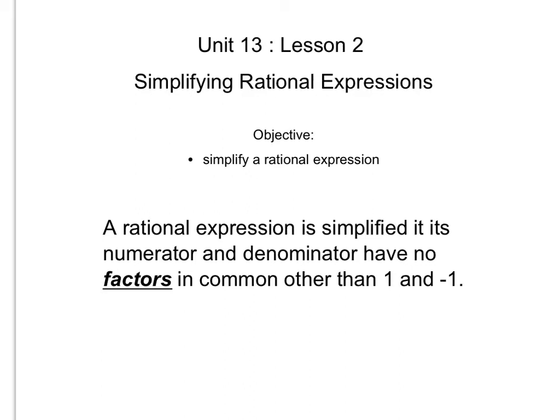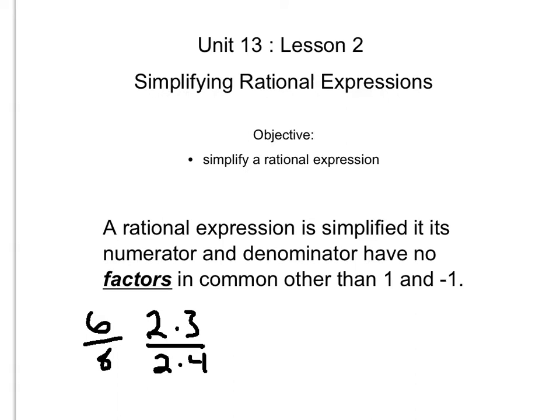Okay, so a rational expression is something that can be written like a fraction. Again, simplified if its numerator and denominator have no factors in common other than 1 and -1. Now factors. For example, we're talking 2 times 3 over 2 times 4. So let's say this would be like 6/8. 6/8 is 2 times 3 over 2 times 4. They have a common factor. We can divide both of those by 2 and get 3/4.